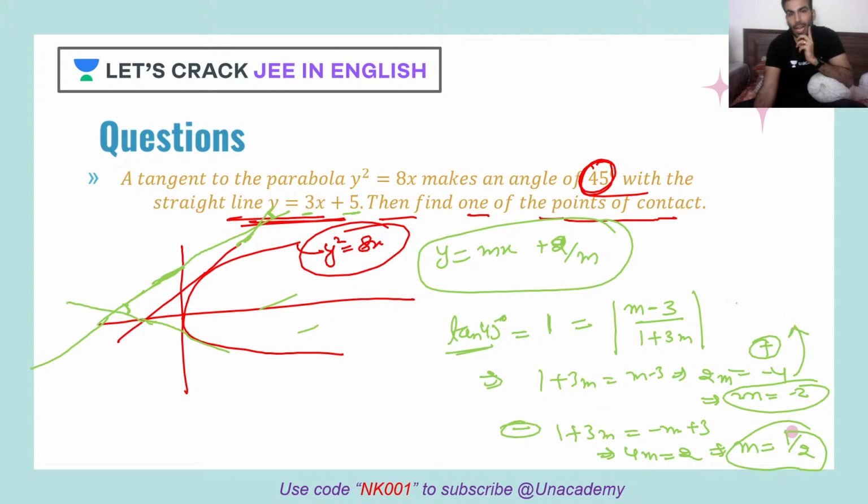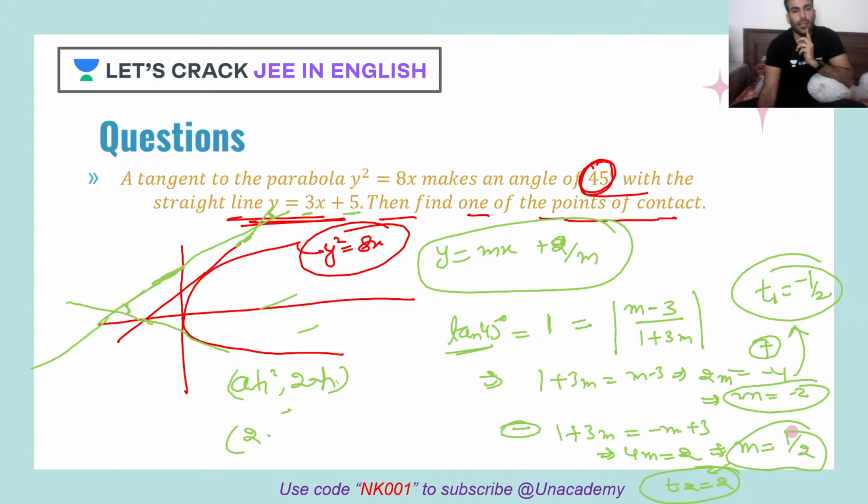So what is the relation between m and the parametric form? It is m equal to 1 upon t. So my t1 would be minus half, and t2 would be 2. Clear? So let's find the points: (a t1 square, 2a t1). Here a is 2, and t1 square is 1 by 4. So minus 4 upon t1, that is 2 by... I get 1 by 2 and minus 2. So one point is this. Another point would be what?